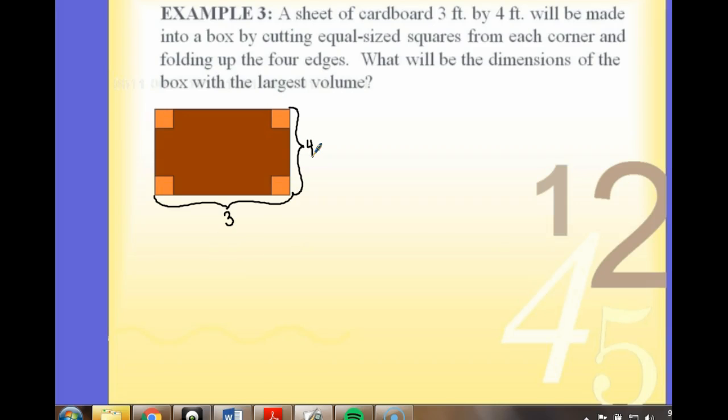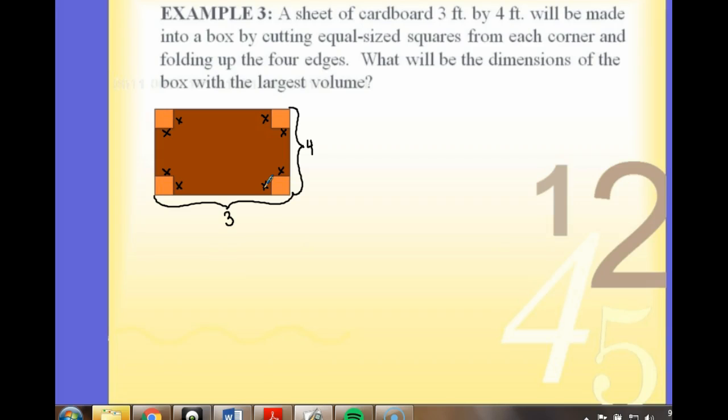Will be made into a box by cutting equal size squares. So that's the key idea, is that we're cutting squares. That's why it said it doesn't matter the way you label it. So each of these are a square, which means they have to be the same height and width. And folding up those corners, what will be the dimensions of the box with the largest volume?